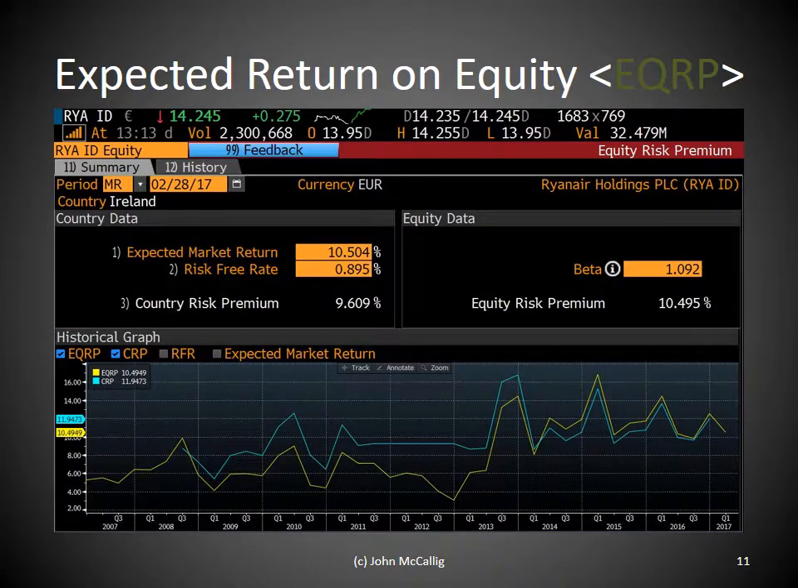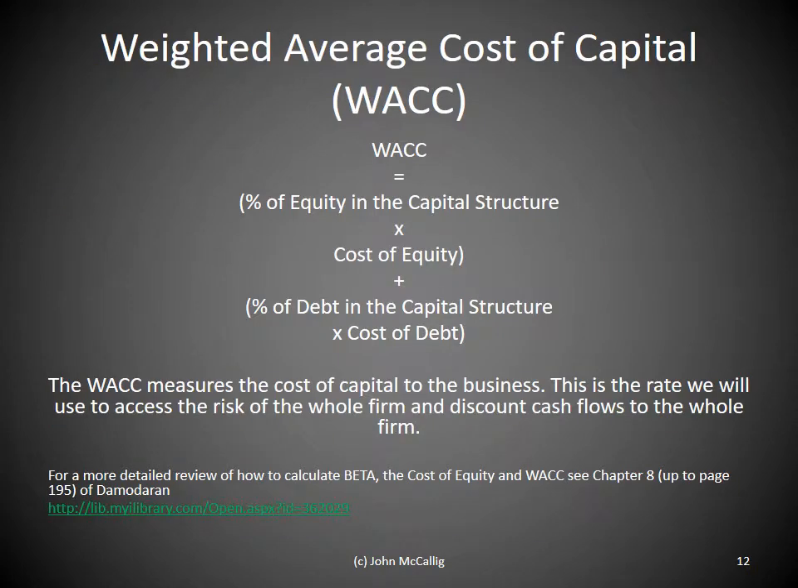These are the Bloomberg screens that you do to do that. This is the EQRP, expected return on equity, and that takes the risk-free rate, the expected market return. This one is actually based on the Isaac index, so that's probably not the best, and you can change that. Then there's the beta. The beta is again from the Isaac index, not the Bloomberg European stocks, so you might want to change that. I just left this screen at default.